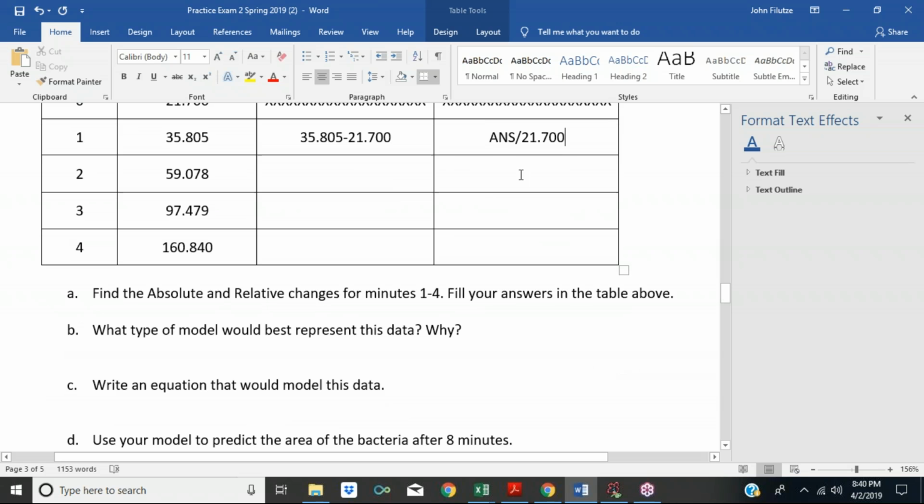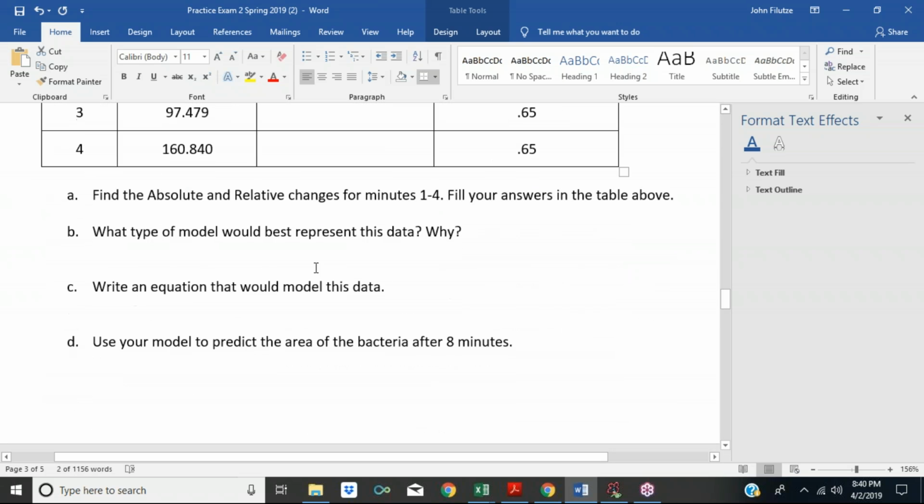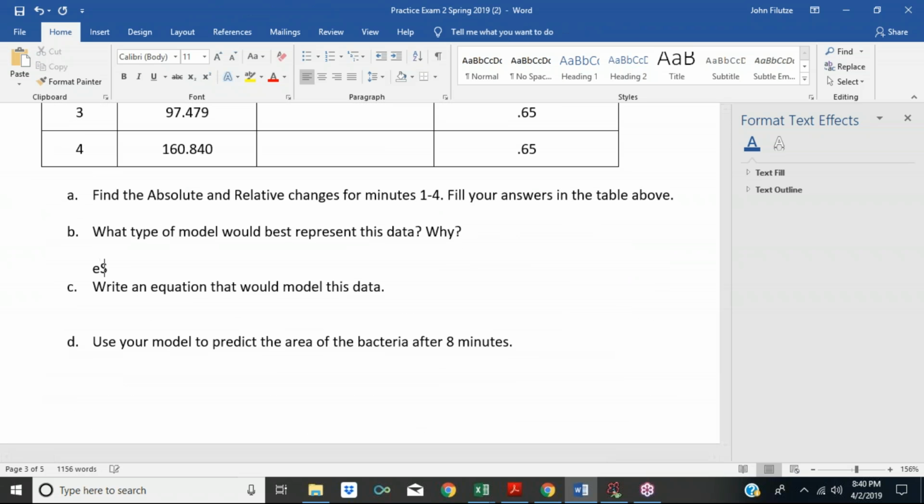And so if we do this, we would get 0.65 along here. And I want you to remember that when the relative change stays the same, we don't have a linear model, we have an exponential model. Since the relative change stays the same.